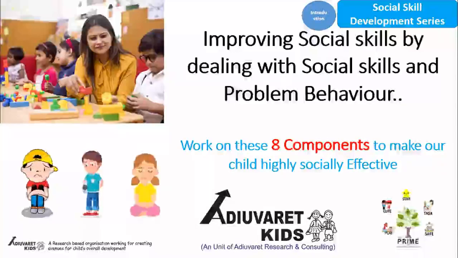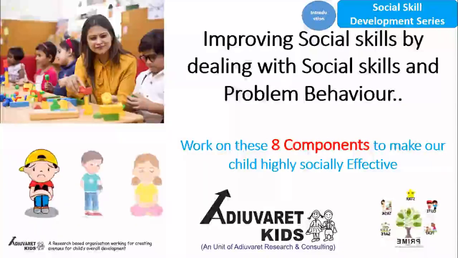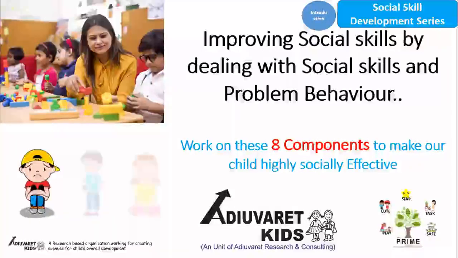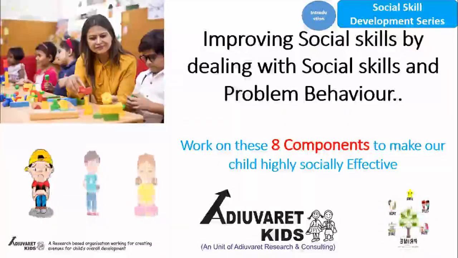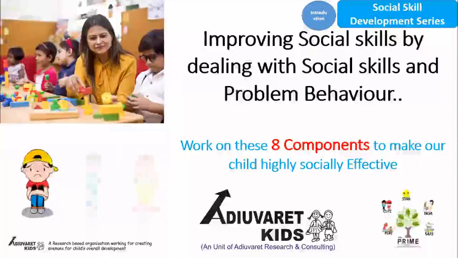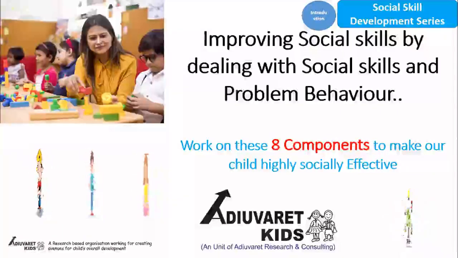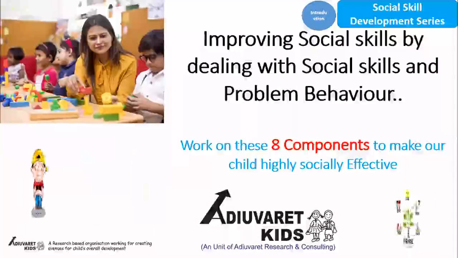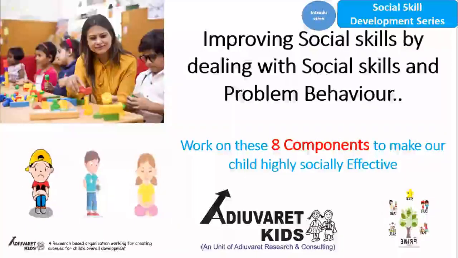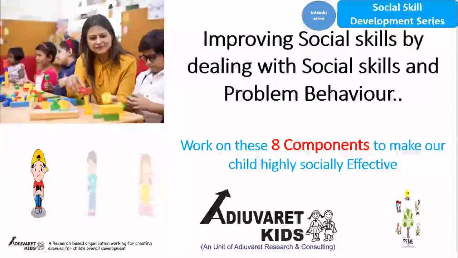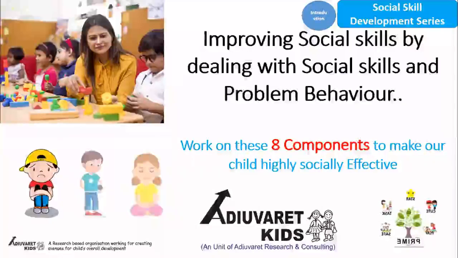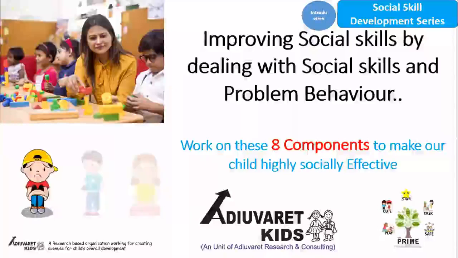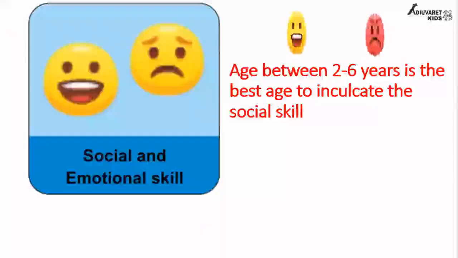and these 8 components will help us to identify the areas of improvement in our children, and that will help us to create strategies so that we work with our children to make sure our child's social and emotional skills become very effective and the child manages such skills in the future. So today we are talking about the introduction of the whole thing, and post that we'll take up issues one by one in forthcoming sessions.